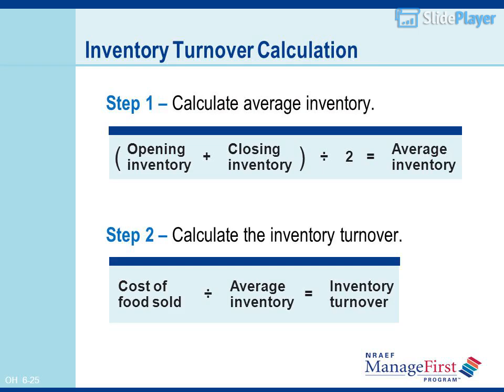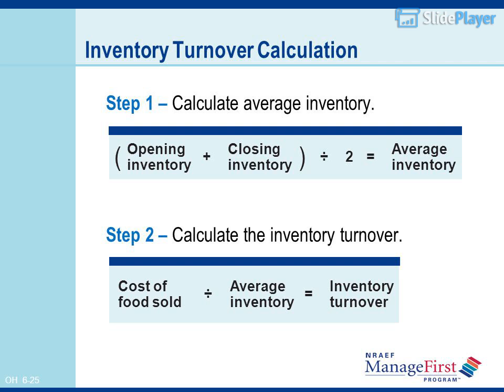Step 1. Calculate average inventory. Step 2. Calculate the inventory turnover. Opening inventory plus closing inventory divided by 2 equals average inventory.